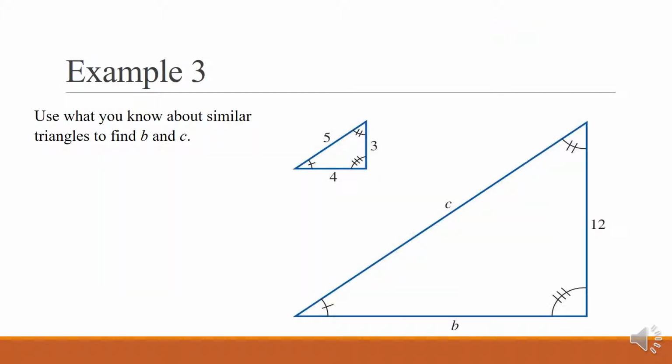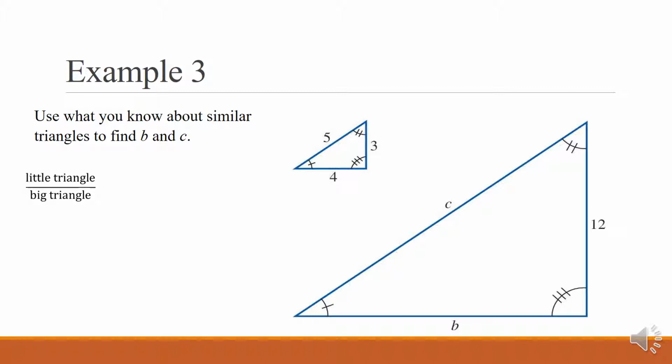We're going to do another example here, and we're going to use what we know about similar triangles to figure out what B and C are. So we have this small triangle, 3, 4, 5, and then we have this big triangle, 12, B, C. The way that I like to set these up is I like to do little triangle divided by big triangle. So the side of the little triangle divided by the side of the big triangle. And you're always going to start with the sides that you know on both triangles. So notice that we know the right-hand side of both triangles. On the little triangle, it's 3. On the big triangle, it's 12.